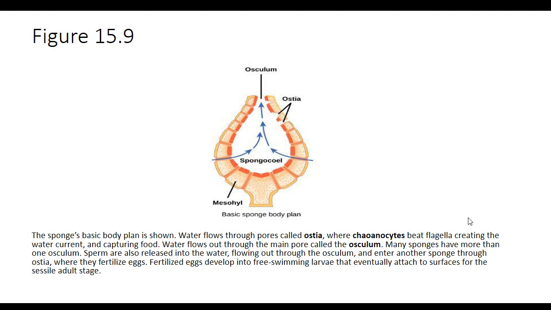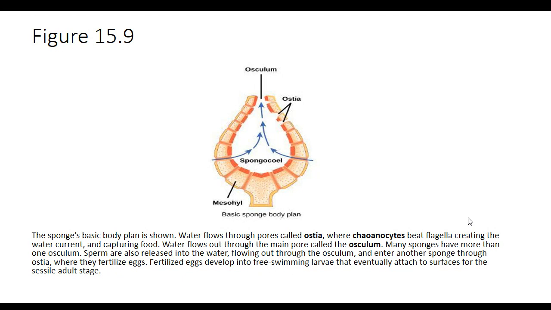Some sponges have a protein called spongin, and so if you buy a sponge, you can buy natural sponges just for washing your car and stuff. That's actually a dead sponge. All the cells have been dissolved away from that, but what's left is just that protein skeleton of the sponge, and that's what you use to wash your car with.